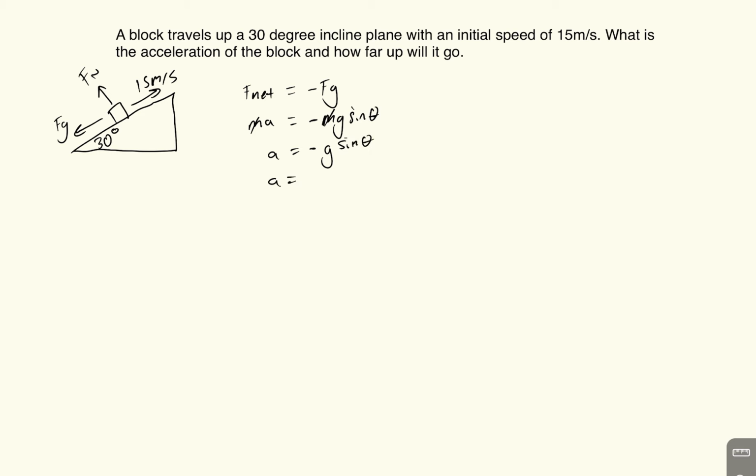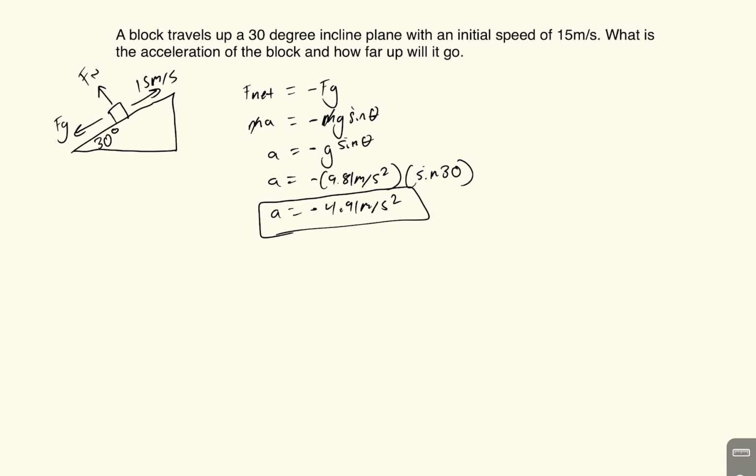And then we can plug our values in. Acceleration is equal to negative 9.81 meters per second squared, and then sine 30, which is equal to 1/2. And our acceleration is equal to negative 4.91 meters per second squared, which makes sense since it's going in the opposite direction of the way it's moving.